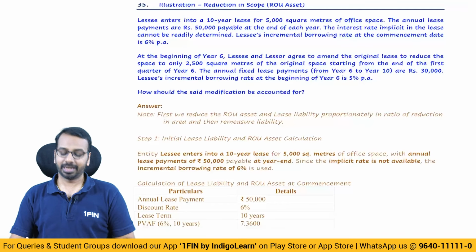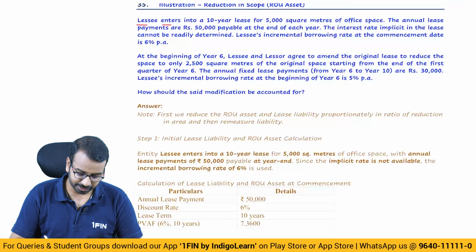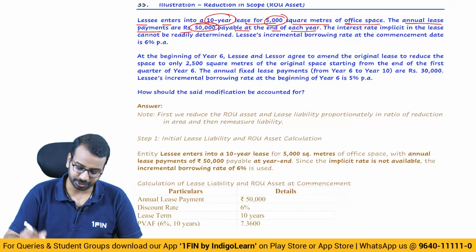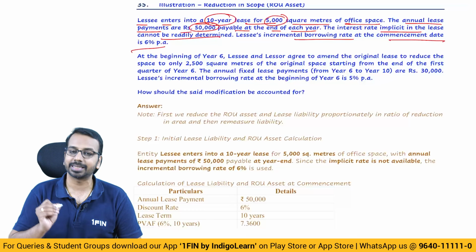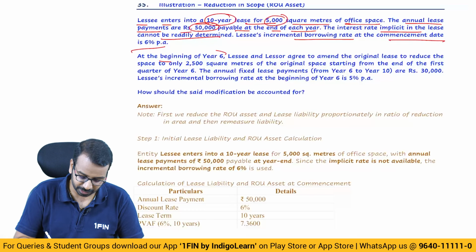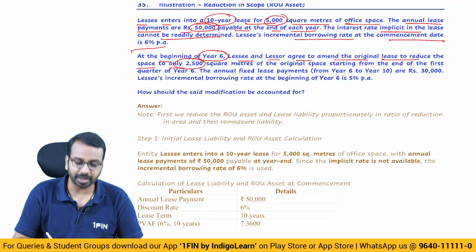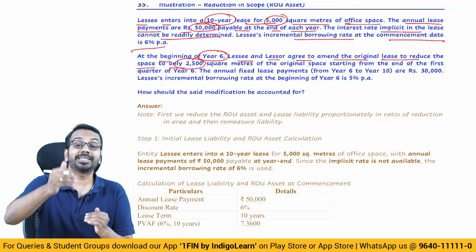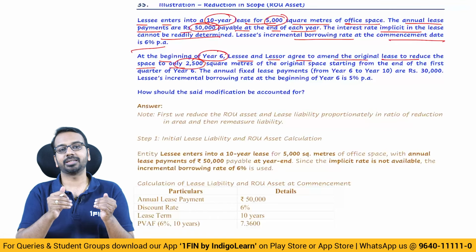Let's now have a look at the next question. Lessee enters into a 10-year lease for 5,000 square meters of office space. The annual lease payments are 50,000 payable at the end of each year. Interest rate cannot be determined and the incremental borrowing rate is 6%. Okay. At the beginning of year 6, lessee and lessor agreed to amend the original lease to reduce the space only to 2,500. Now here, first question, is there a reduction in scope? Yes, there is a reduction in scope.